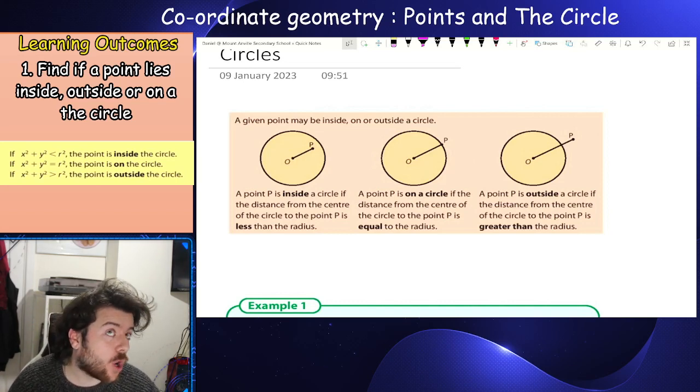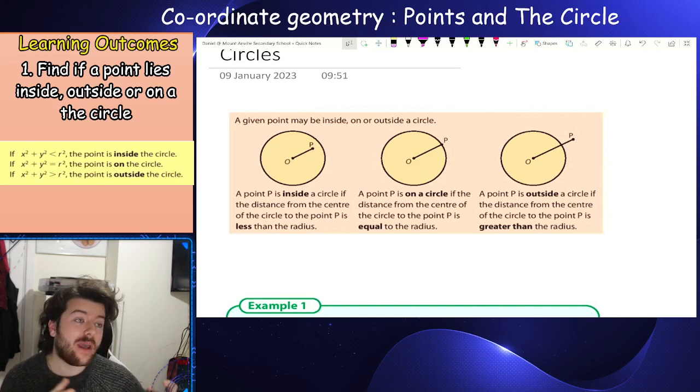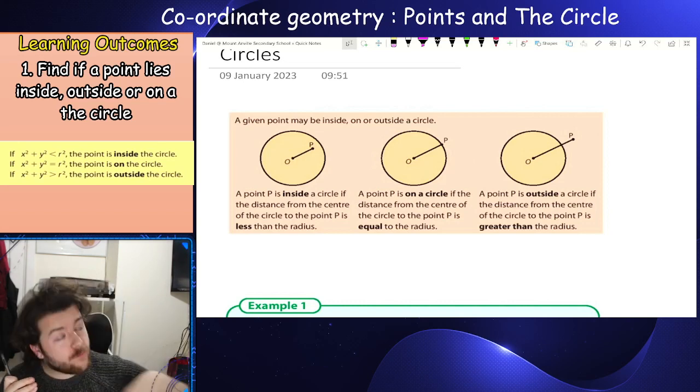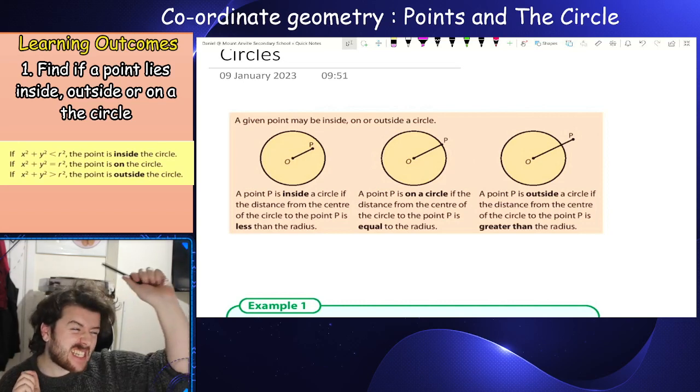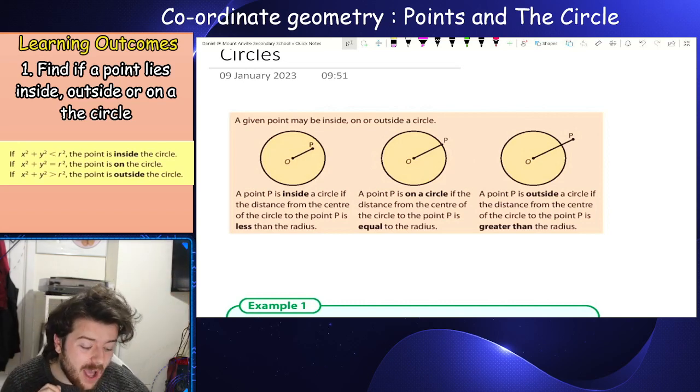In this video, we are going to be looking at points in relation to a circle. We're going to go over how we can find out if a point lies within a circle, or is on the circumference of a circle, or is outside a circle. So how do we do this?